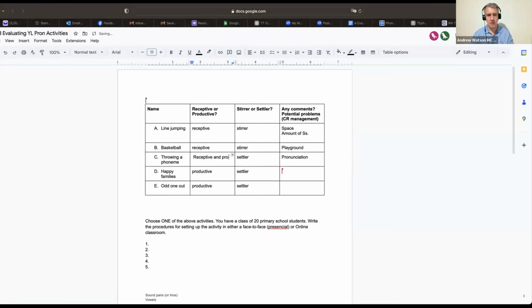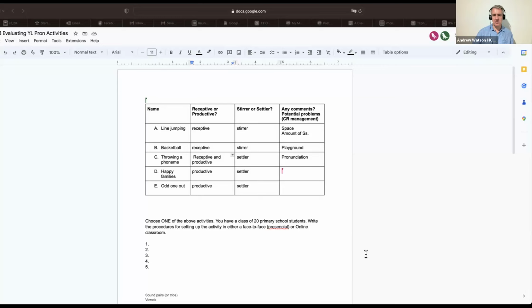Good. Because, yeah, it involves both. Is it a stirrer or a settler? It's a settler, yes.